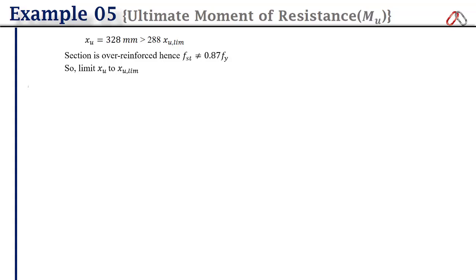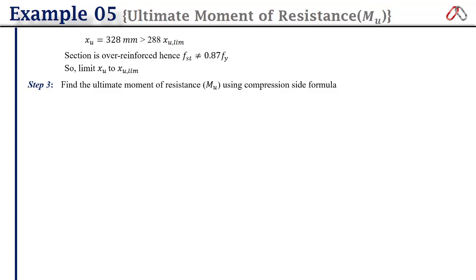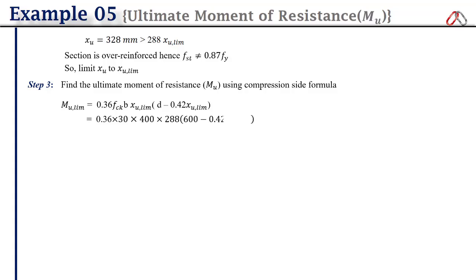So the next step, to find the ultimate moment of resistance, we have to use the compression side formula because the section is over reinforced and we have to limit the actual depth up to actual limiting. That is 0.36 FCK B actual limiting into D minus 0.42 actual limiting. When you put all the values in this equation, the final value of Mu limiting will be 596 kilonewton meter.